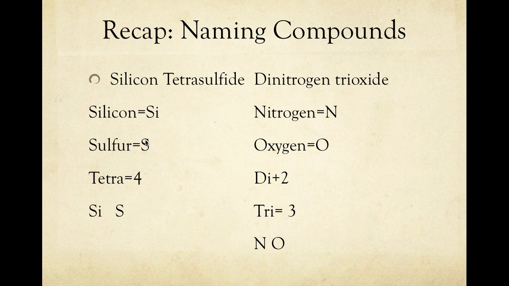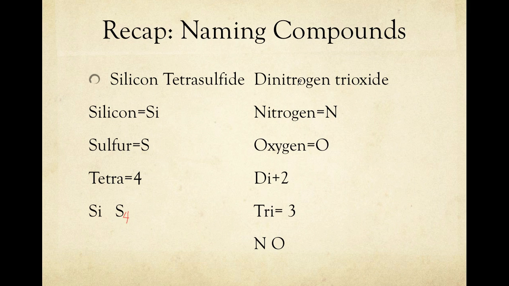Notice there's a difference. Silicon has a lowercase i. If you put a capitalized I, it'd be silicon iodine, and we don't want that. So just keep in mind the lowercase, and then sulfur, capital S. Now tetra is a prefix for the number 4. So when writing this, Si is only one silicon, and for sulfur it would be a 4 because of the tetra. So it would be SiS4 for silicon tetrasulfide.